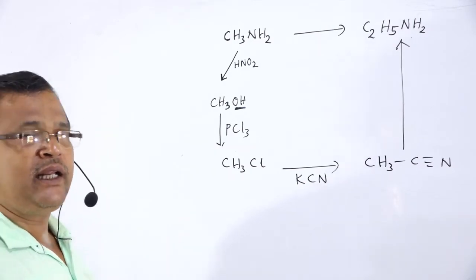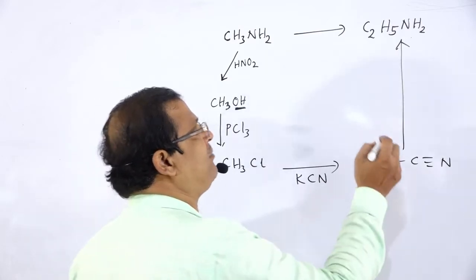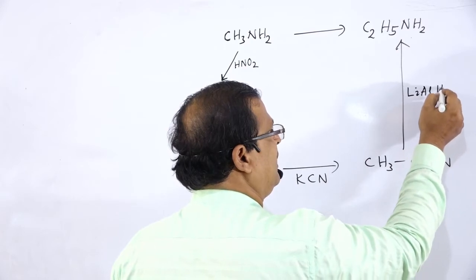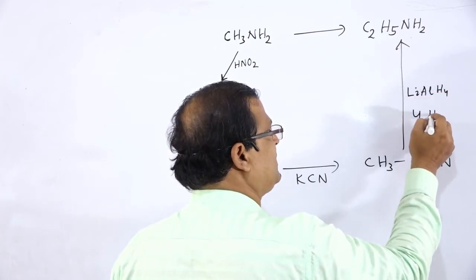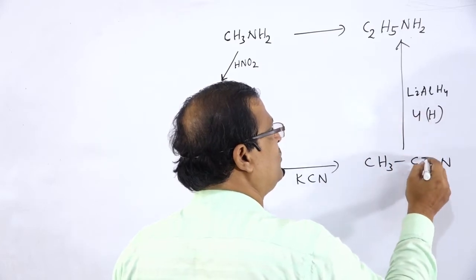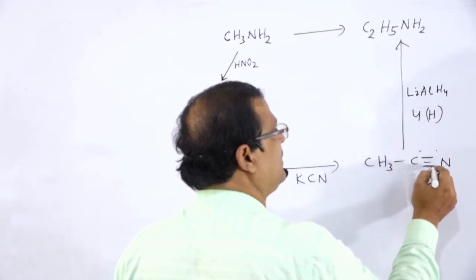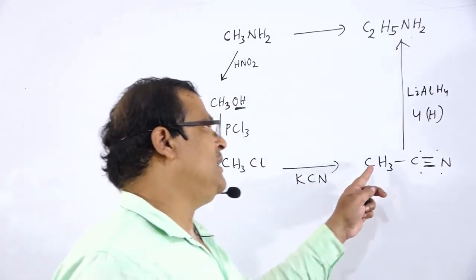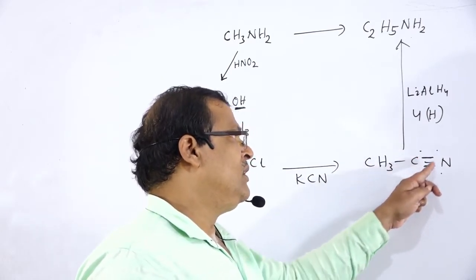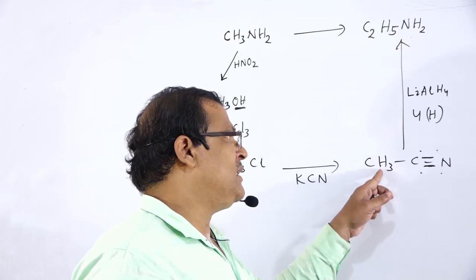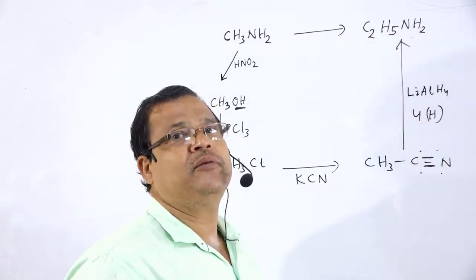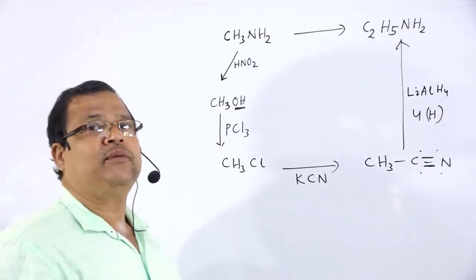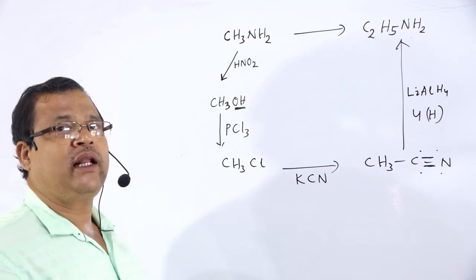Already we have explained the methods of preparation of primary amines. The Mendius reaction is treated with LiAlH4, 4H, so the bond will break, hydrogen hydrogen. What will the product be? There is the formation of CH3CH2NH2, that is ethylamine. So this is how the number of carbon atoms has been increased during these organic conversions.